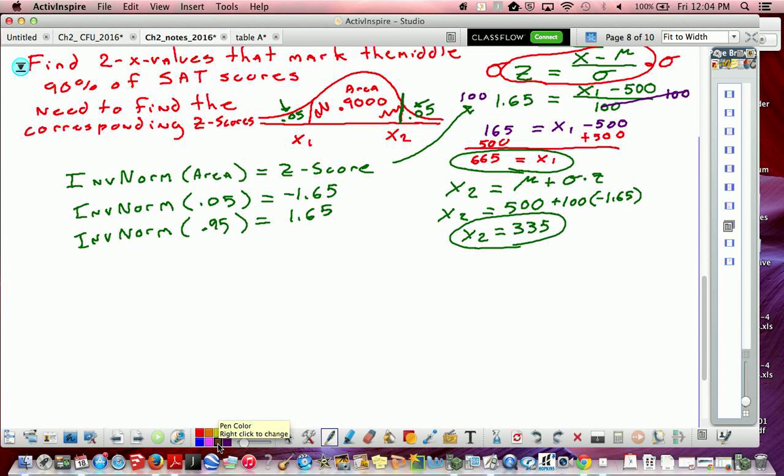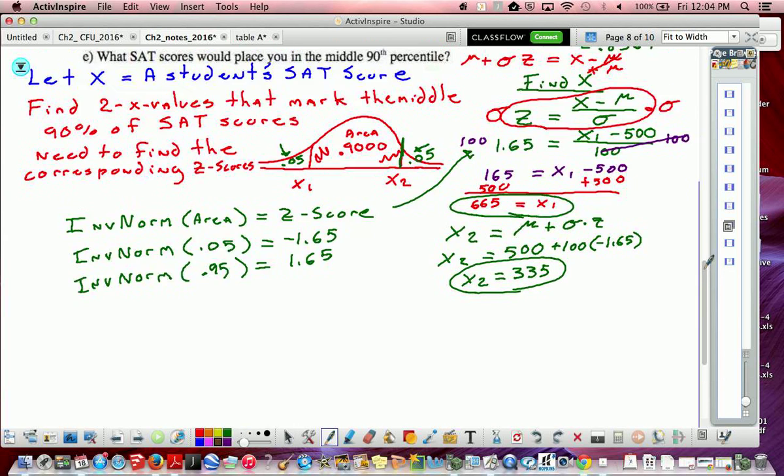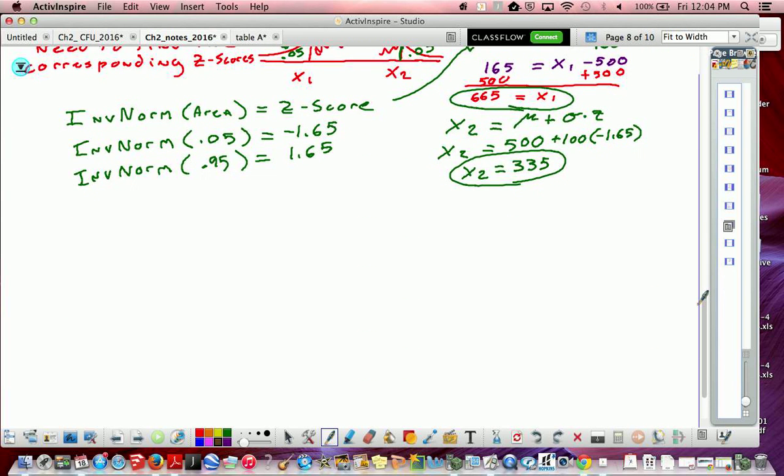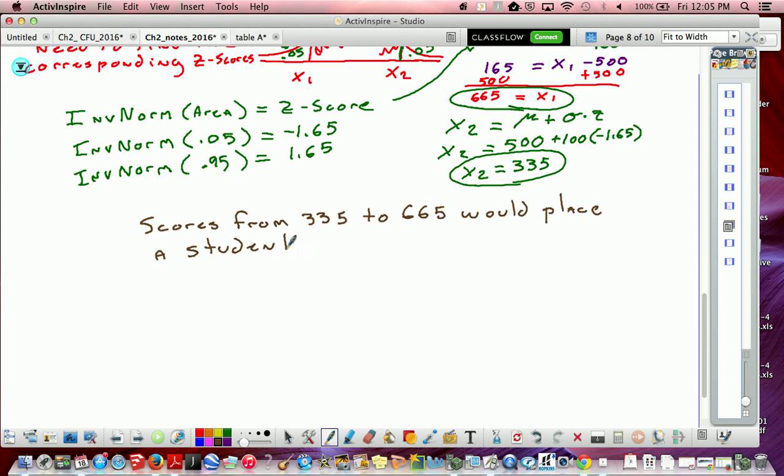So again, it says what scores would place you in the middle 90 percentile. Scores from 335 to 665 would place a student in the middle 90th percentile.